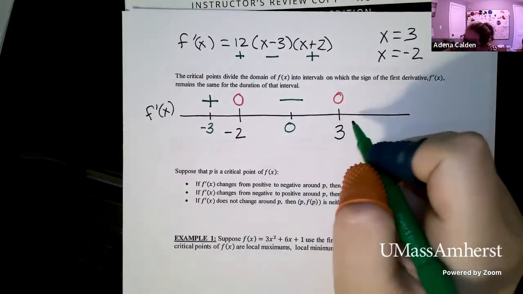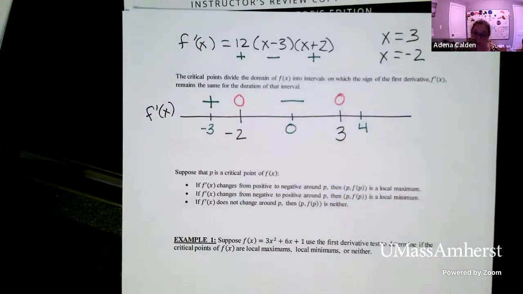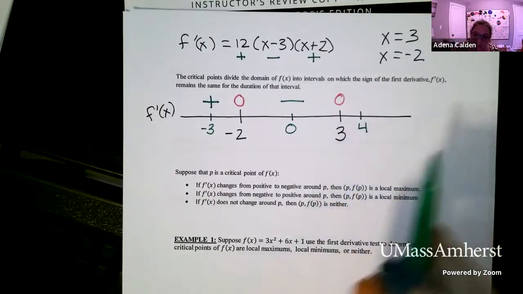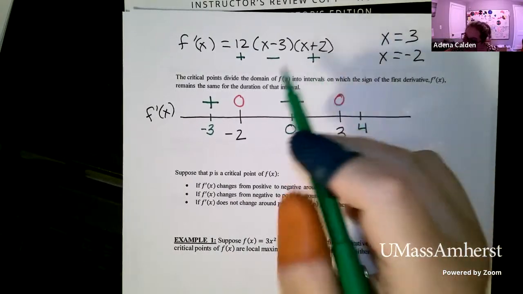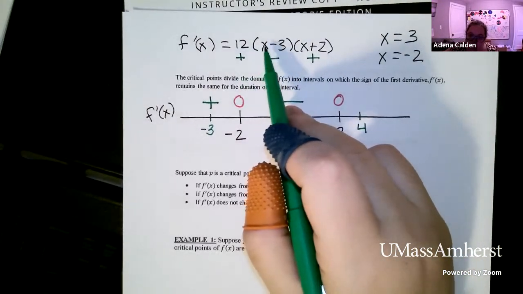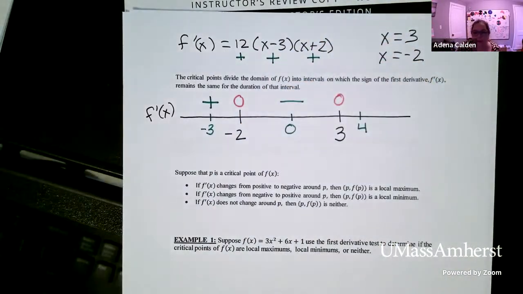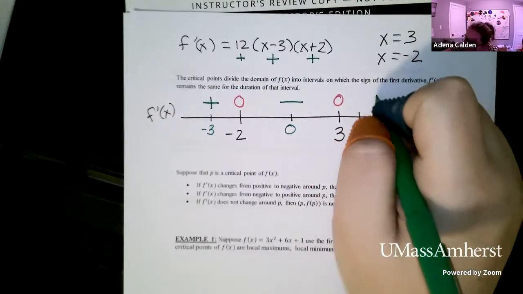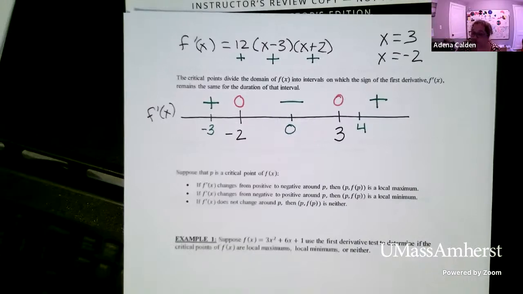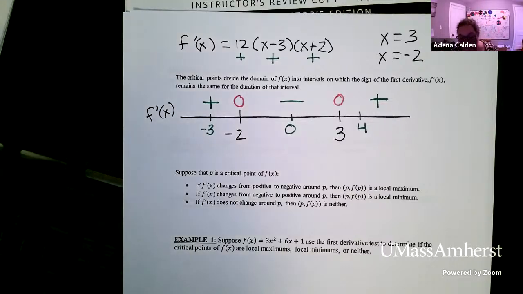And then finally, I'm going to pick a test point over to the right of 3. I'm going to pick the value of 4. Again, I can pick any number bigger than 3, but pick one that's convenient. So if I pick 4, 12 is positive. 4 minus 3, that's positive 1. 4 plus 2 is positive 6. So positive times positive times positive, right, gives me positive. You can plug this into your calculator and get the number if you'd rather do that, but the key takeaway information is whether that number is positive or negative.